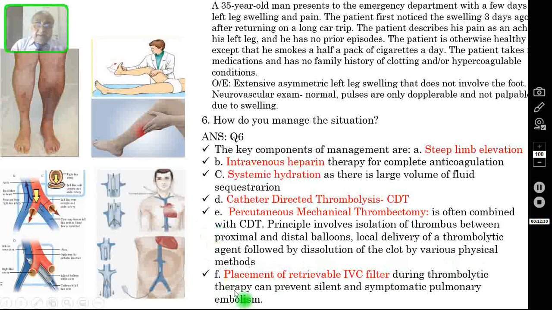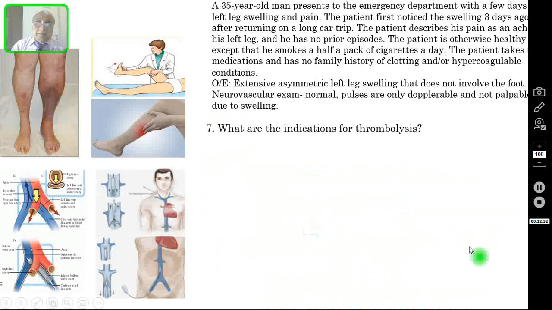And then the 7th point is you have to place an IVC filter also, placement of a retrievable IVC filter during thrombolytic therapy. It can prevent silent or symptomatic pulmonary embolism. So it is better to place an IVC filter before starting the thrombolysis. What are the indications for thrombolysis?